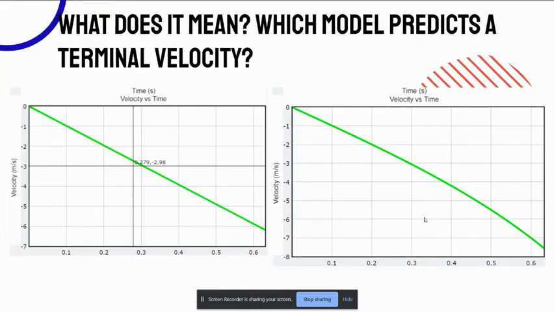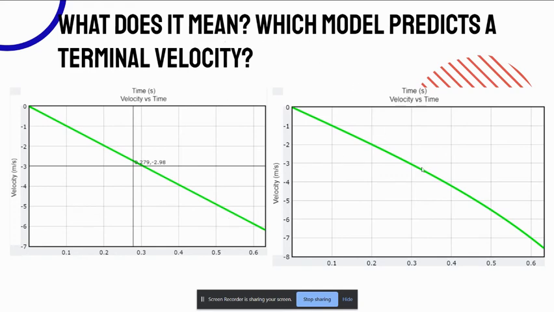So what does this all mean? Which model predicts a terminal velocity? Well, we know terminal velocity is when the net force is 0 and the ball moves with a constant velocity, which is when the drag force is equal to the weight force, the force of weight exerted by Earth. We can see from the initial computational model where there was no drag, the velocity does not change at all, which we would attribute to a constant force, which is the weight force being applied.